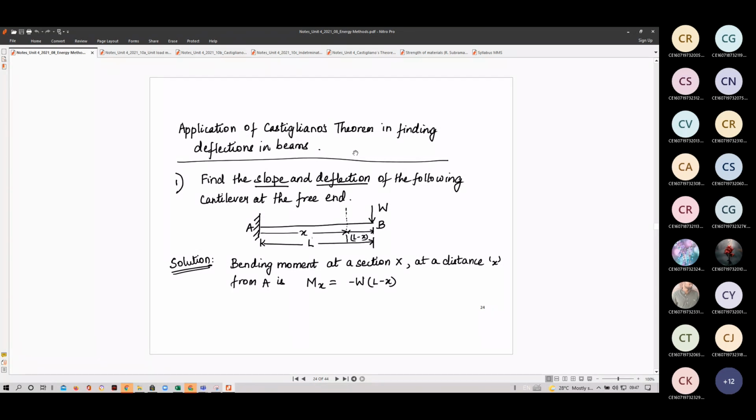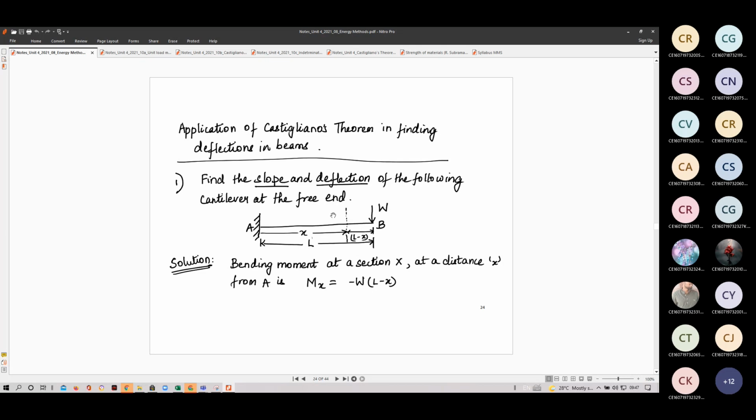So in Castigliano's theorem, how is it that we find the deflection in the beam? Here, find the slope and deflection of the following cantilever at the free end. Understand the concept. This concept is used for all complicated problems also. You should understand it and be able to apply it. This is the beam of length L and the load W is acting on it at the free end.